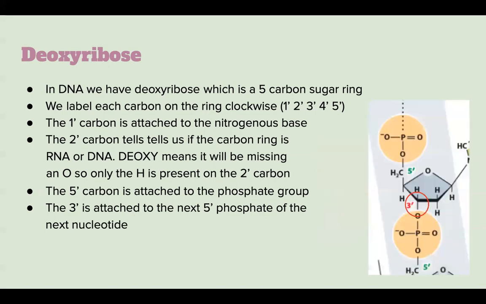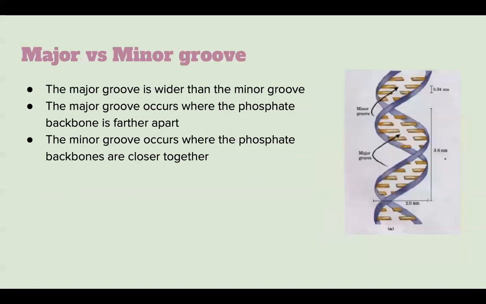Here's a better look at how the 3' attaches to the next nucleotide. The major groove in DNA is wider than the minor groove, and it occurs where the phosphate backbones are further apart from each other, while the minor groove occurs where the phosphate backbones are closer together.